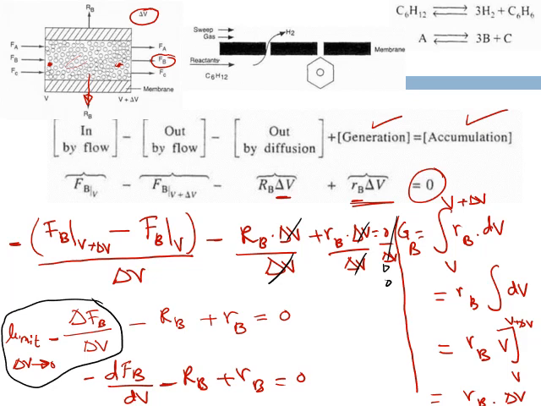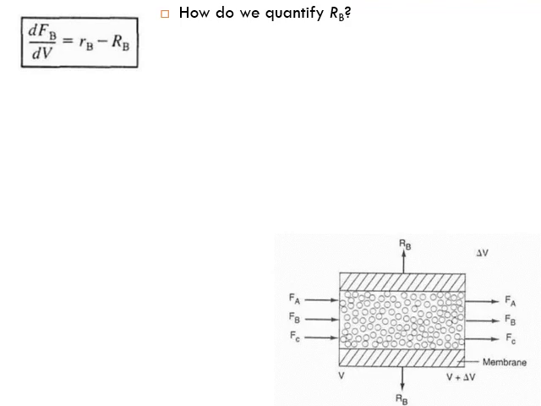Okay, so can we rearrange? Yes, we can rearrange, and we can actually multiply by negative and then take these two terms to the other side. And we get this equation, dFB by dV equals RB minus RB. Okay, now the question is, how do we quantify RB?